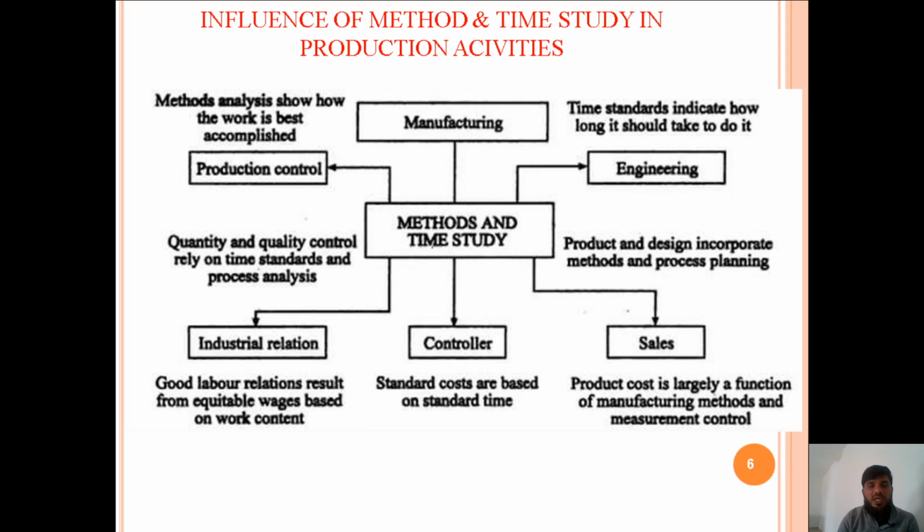Next, controllers. In this, we are able to control the cost when the time is reduced. For example, previously the cost of each mobile was around 20 to 25,000. Now it has reduced to 5 to 6,000.